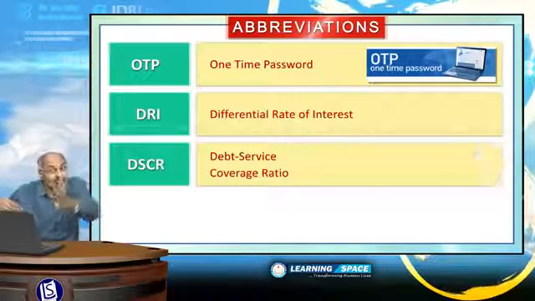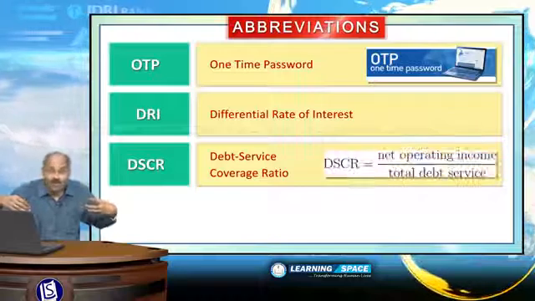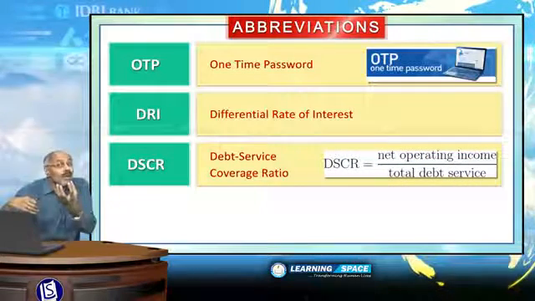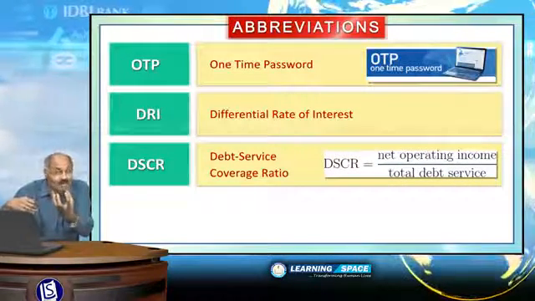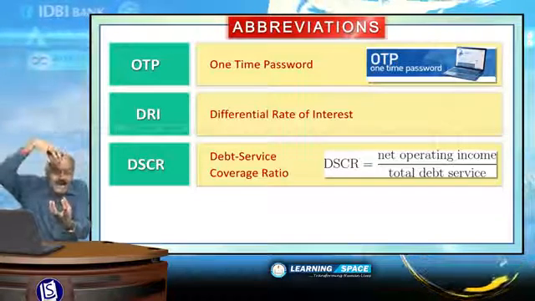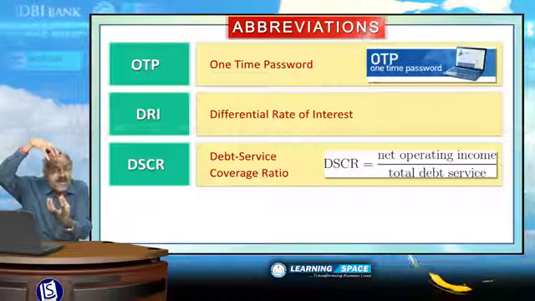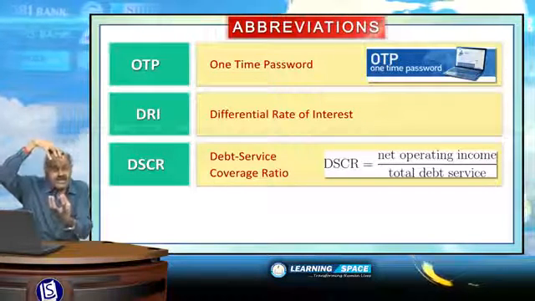DSCR is a debt service coverage ratio. You have taken a loan, you started a company, you have taken a loan, you have to pay back 1 lakh rupees to the bank every month. If your income every month is rupees 1 lakh, then your debt service coverage ratio will be 1 and you will be perceived somewhat safe.